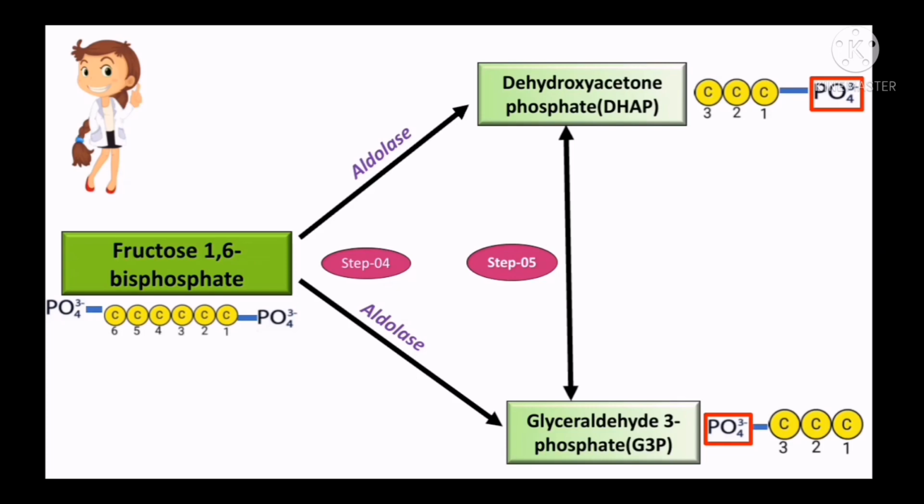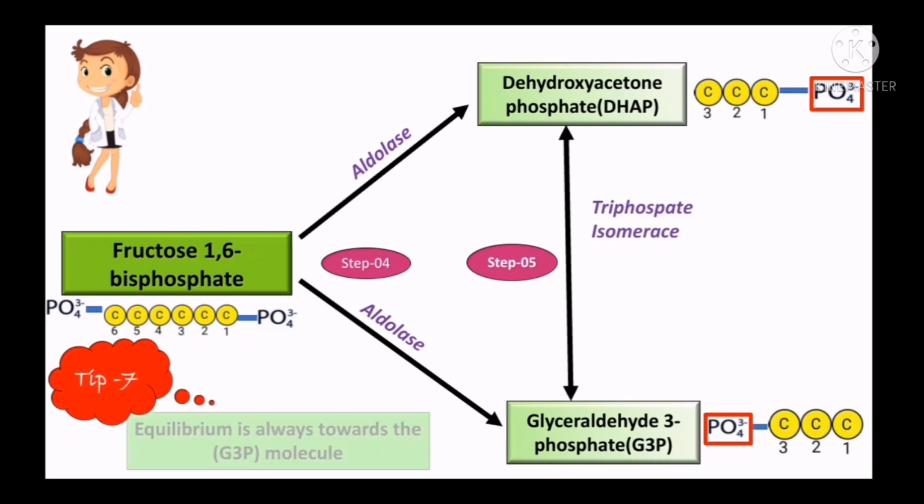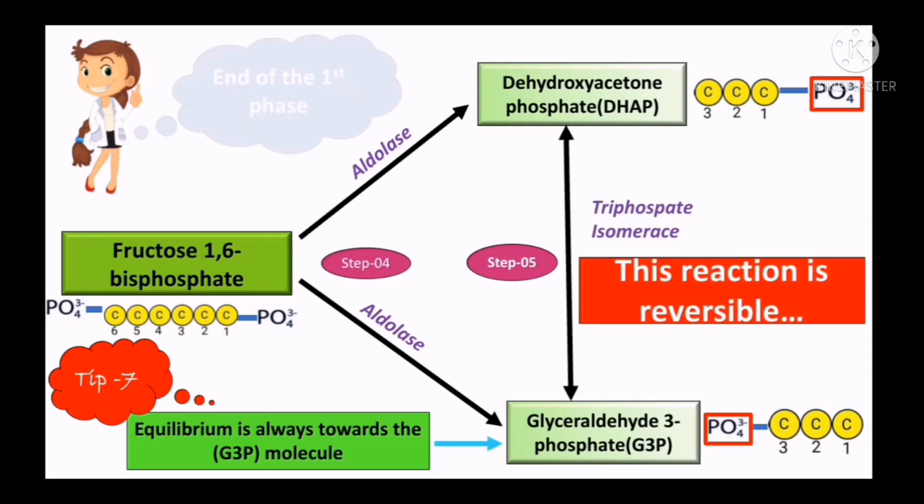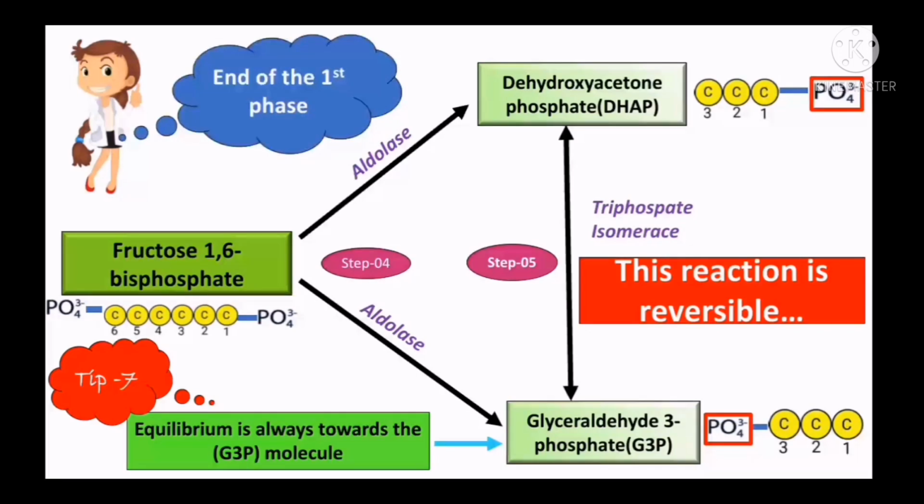This isomerization reaction is catalyzed by the triphosphate isomerase enzyme. So, tip number 7 is that this glyceraldehyde 3-phosphate molecule is being utilized during this glycolysis pathway. So, the equilibrium of this reaction is always toward this glyceraldehyde 3-phosphate molecule. So, this concludes the several steps in the first phase of the glycolysis pathway. You should keep in mind energy is consumed during this entire phase.